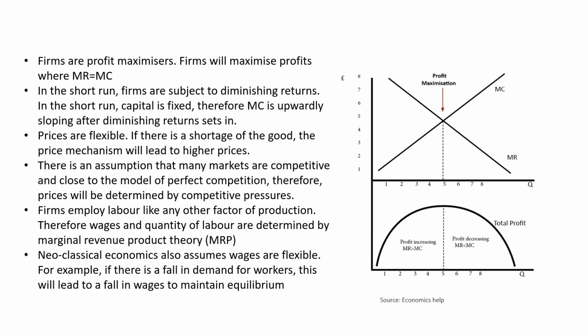A neoclassical view views firms as profit maximizers. So firms will maximize profits. They maximize profits when the marginal revenue is equal to the marginal cost. In the short run, that's a period of time when at least one of these inputs is variable. Firms are subject to diminishing returns, and that's a concept that I'll explain a bit later in this video as well. The neoclassical view also believes that prices are flexible. So if there's a shortage of goods, the price mechanism will lead to higher prices.